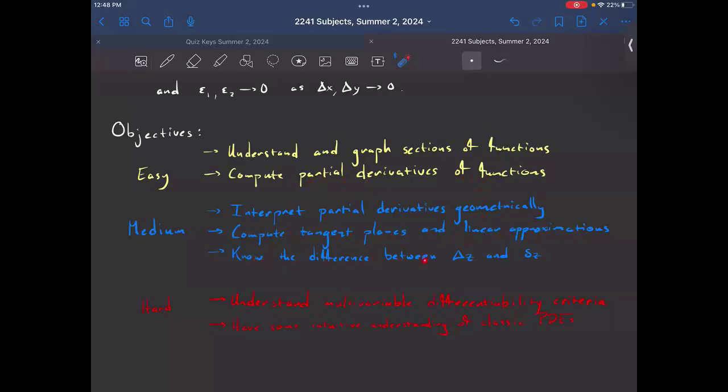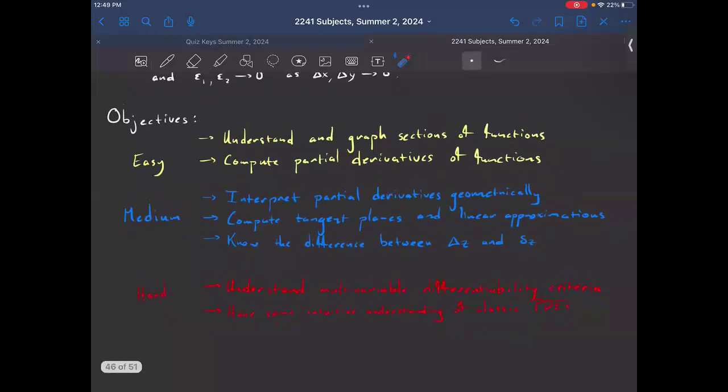What else? You should know the difference between capital delta of z and little delta of z. I explained that just a second ago, but we'll see hopefully some examples of that later on. I think I have one example ready. And last, the hard objectives. Understand multivariable differentiability criteria. So this is understanding what the open ball is, what it means to get close to a function in a linear way, and sort of match the tangent plane. What it means for a tangent plane to exist in one spot. I have a nice picture of that on the next page, but this is still, I think, a very difficult idea to get behind.